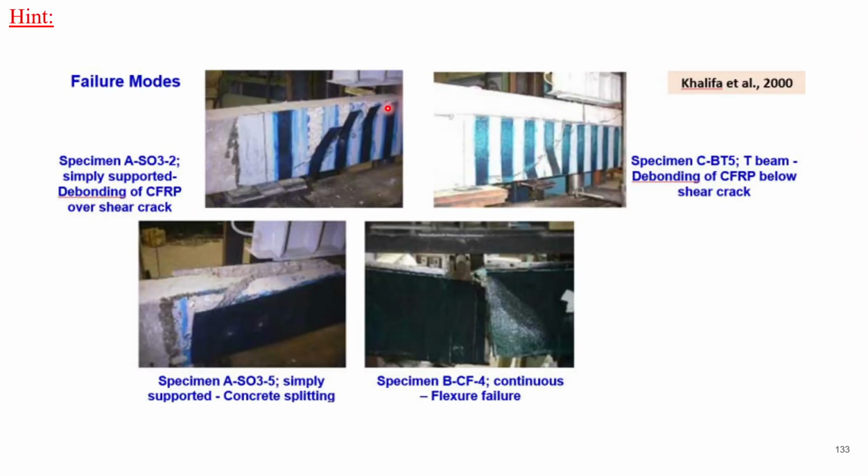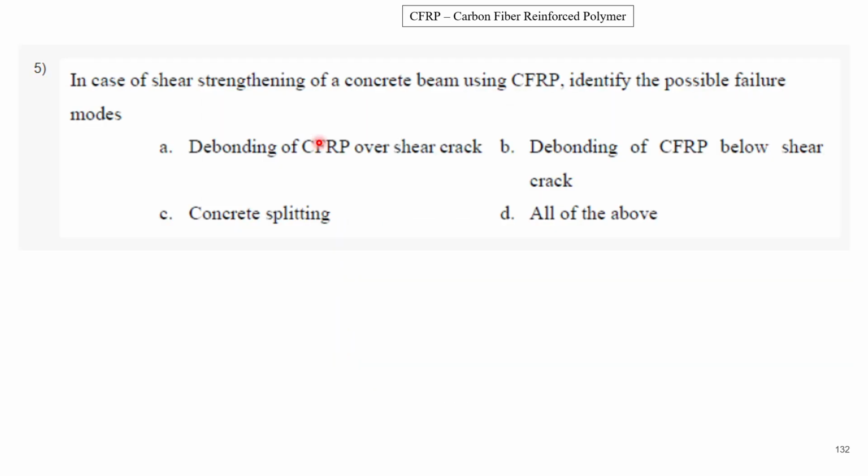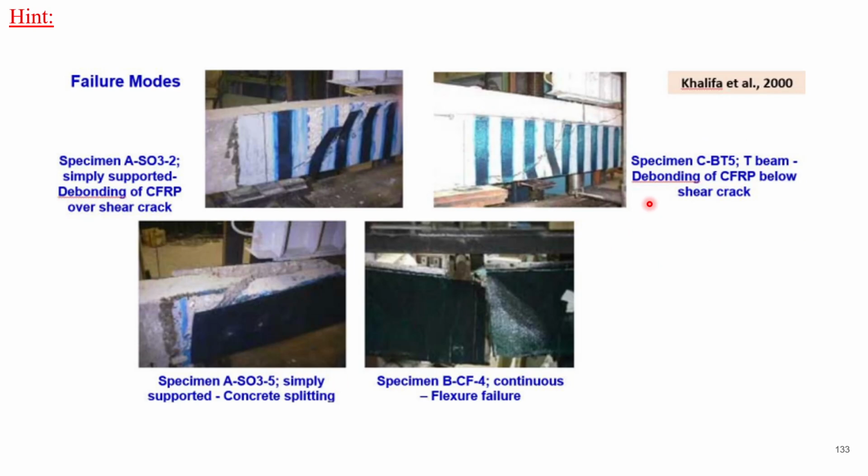So if you remember in this study, related to shear strengthening done by Khalifa in 2000, if the debonding of CFRP occurs over shear crack, it looks like this. So debonding of CFRP can be over shear crack. Okay, so A is a correct option. Then the debonding of CFRP can be below the shear crack like this. So B is also a correct option.